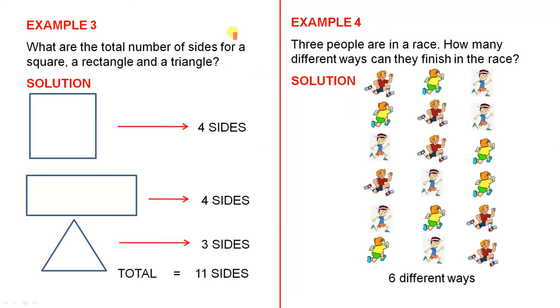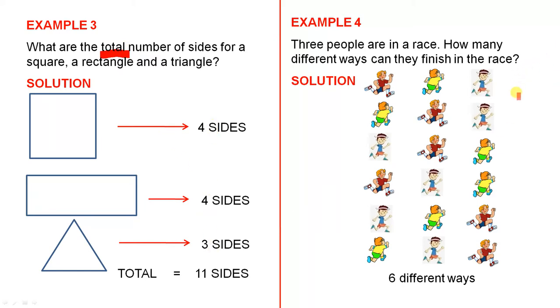Example 3. What are the total number of sides for a square, a rectangle, and a triangle? Now impress upon students that a very good way to start here is by drawing each of these two-dimensional shapes. So the square has 4 sides, the rectangle has 4 sides, and the triangle has 3 sides. 4 plus 4 plus 3 gives us 11 sides altogether. So the word total, that's what that means. You have to add those up.